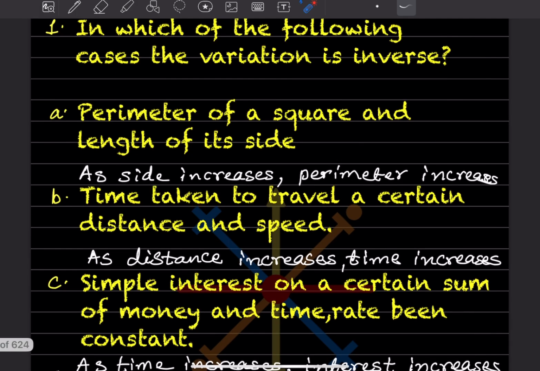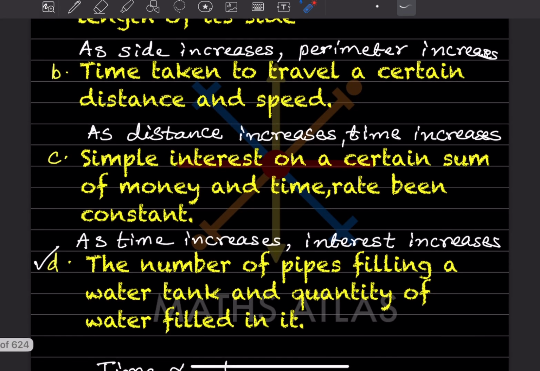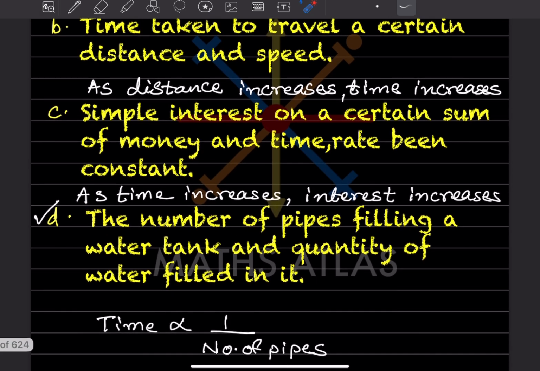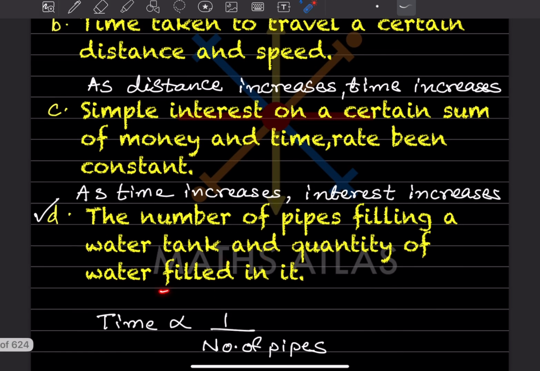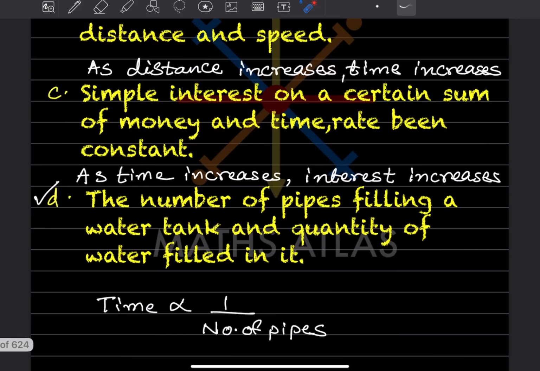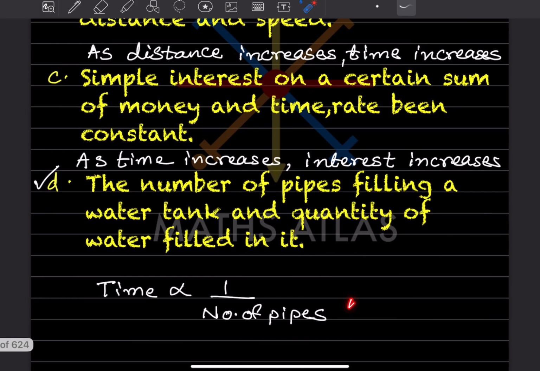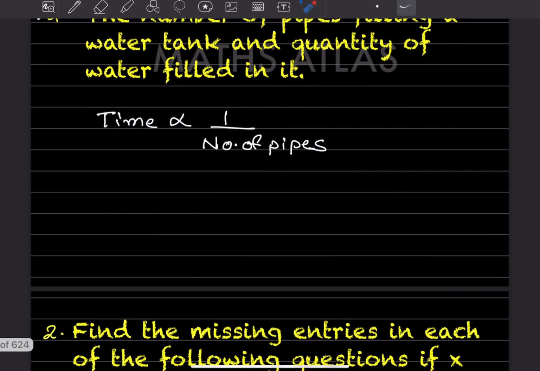Time taken to travel a certain distance and speed. Again, if the distance is increasing, the time also will increase. So this is not. Simple interest on a certain sum of money and time, rate being constant. As time increases, the interest also increases. So this also cannot be possible. Number of pipes filling a water tank and quantity of water filled in it. Here the time is inversely proportional to the number of pipes. So this is inverse.